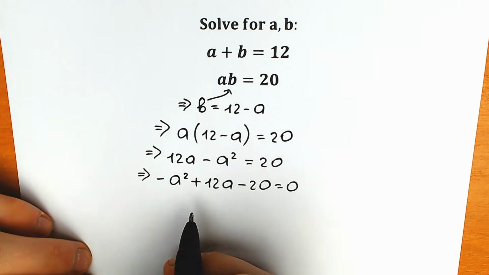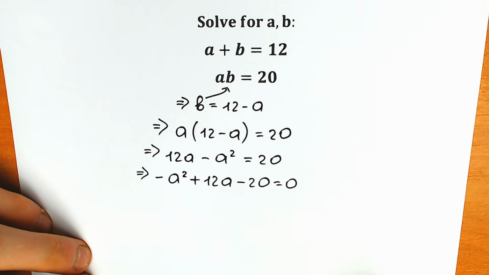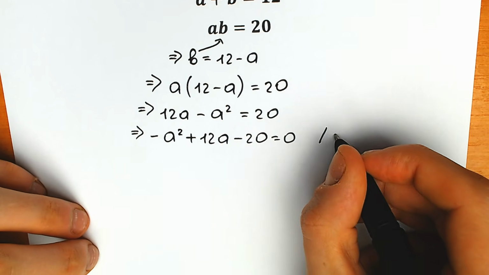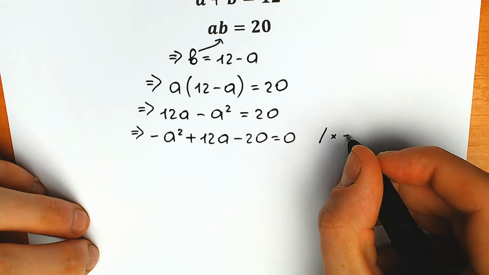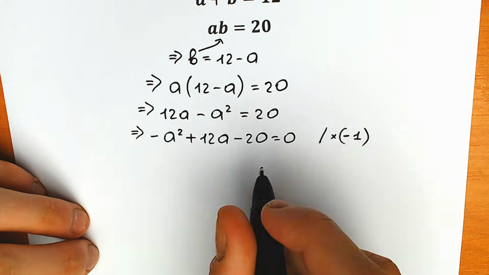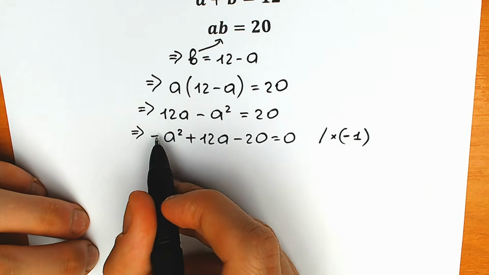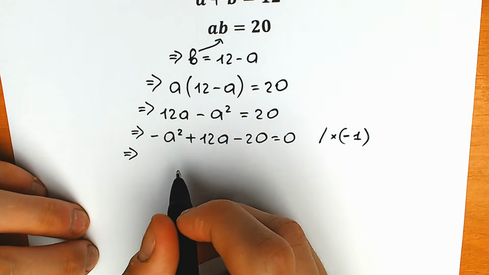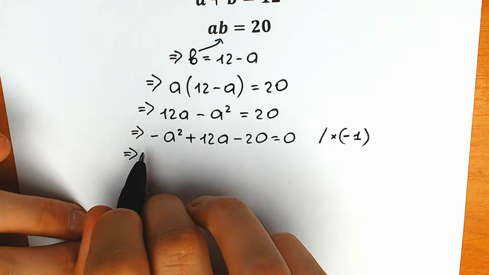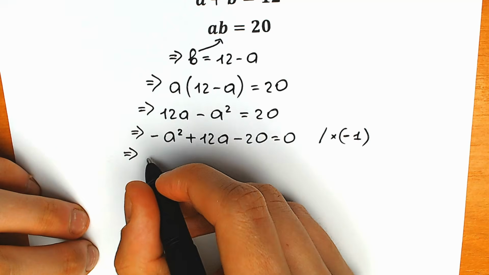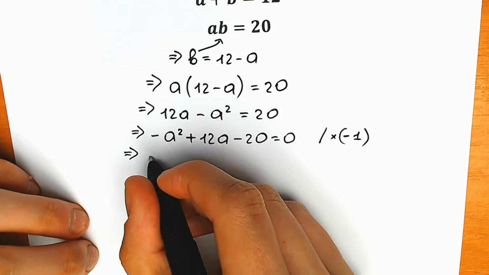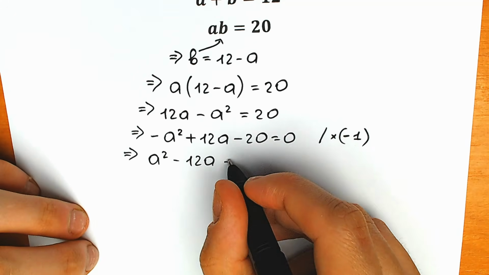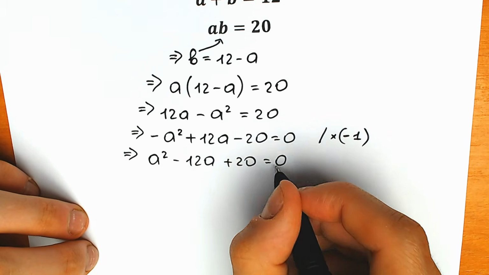Of course, right now we can easily solve this question with a discriminant, with the basic formulas, but my quick recommendation is to multiply both sides by minus 1. A lot of students might be asking, why do we do this? Because right here we have a negative a squared, and according to the classic formula, we need a positive sign. We don't like this negative sign in the beginning. So my recommendation is to have the classic order: a squared minus 12a plus 20 equal to 0.